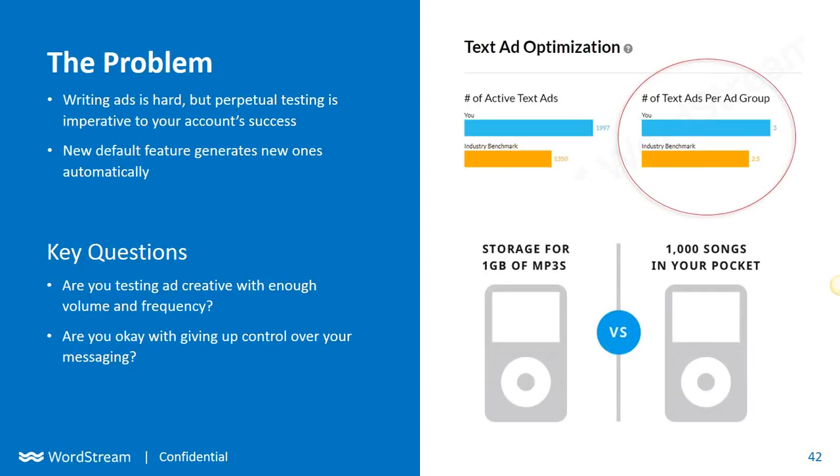I mean more like the example you see bottom right here, storage for 1 gigabyte versus 1,000 songs in your pocket, like a very different sentiment, not just a different language. Some of the questions that you need to ask yourself here are: are you testing ad creative with enough volume and frequency? And are you okay with giving up control over your messaging? And that second one is in direct reference to a new feature in Google Ads, automatic ad suggestions.